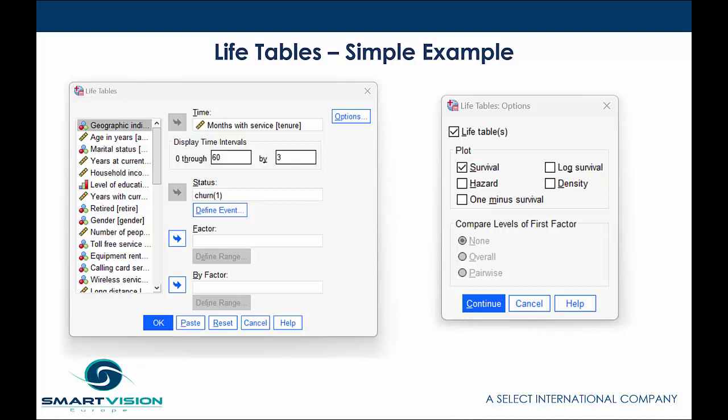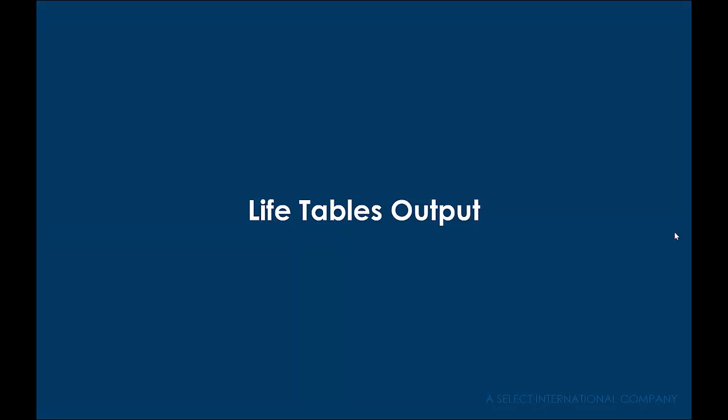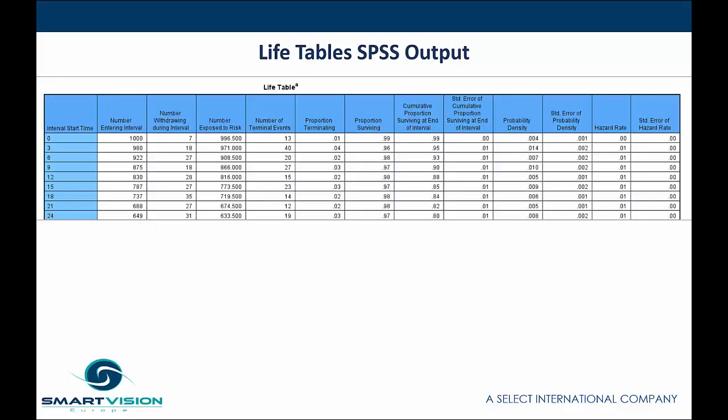And then we clicked on options and asked it to give us a survival plot as well. If we look at the output that generated, we can just focus on the first main bit of output, which is the life table itself, and walk you through some of the detail of that. So the first thing we notice here is the elapsed time. This is the interval start time. This is basically the tenure variable, and as you can see, it's in groups of 3.